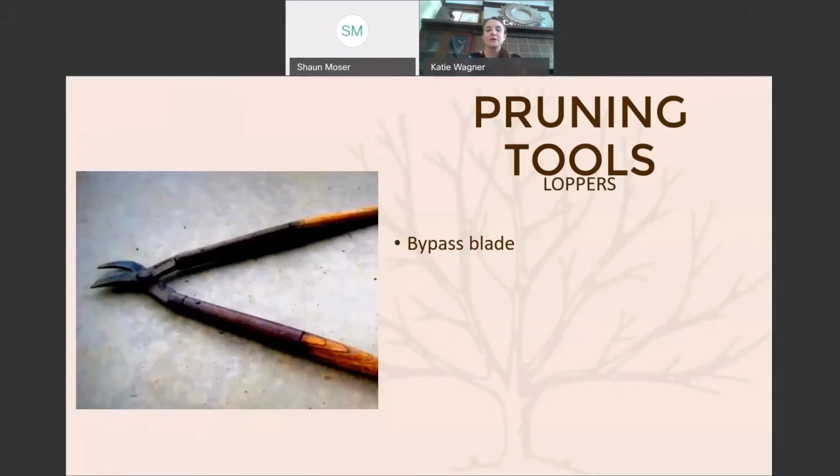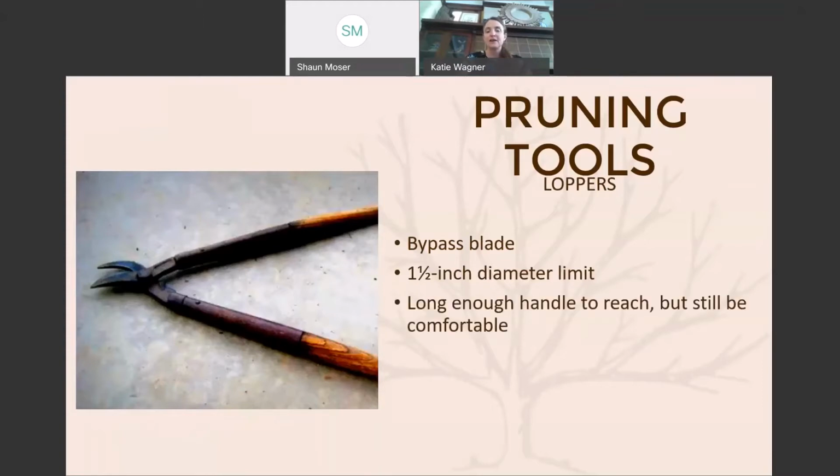Loppers. So again, we recommend this bypass blade. These are for branches that are about 1.5 inches diameter and down, okay? So kind of larger branches on these guys, and long enough to handle and reach. Loppers are really great for pruning in the upper portions, especially for those that are vertically challenged like me. Upper portions of the canopy, these can really help you get up there and reach. So it should be a tool that you can lift over your head and is manageable and comfortable for you to cut above your head.